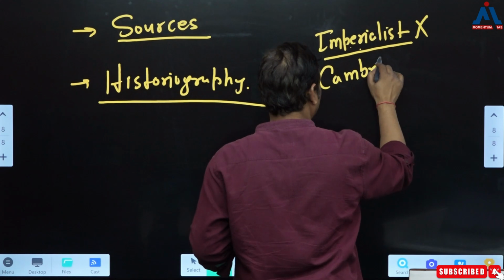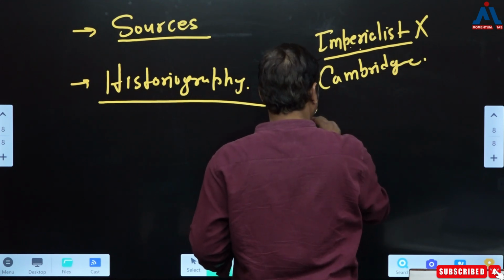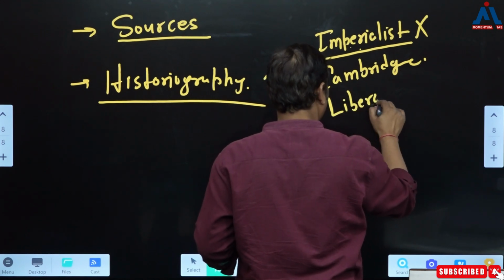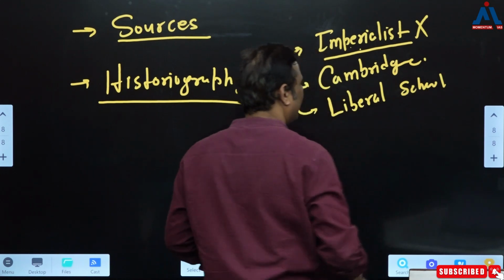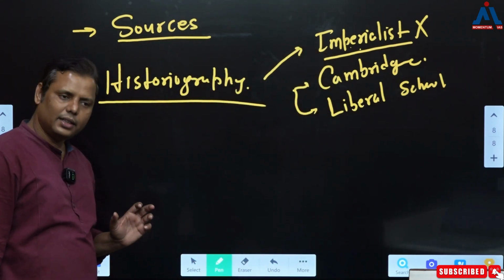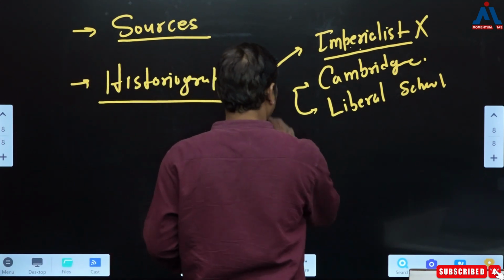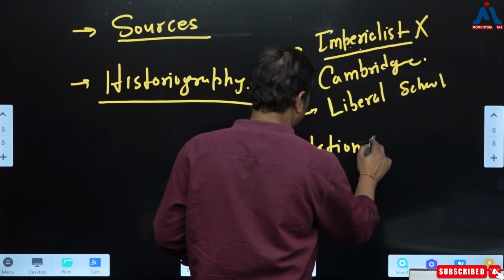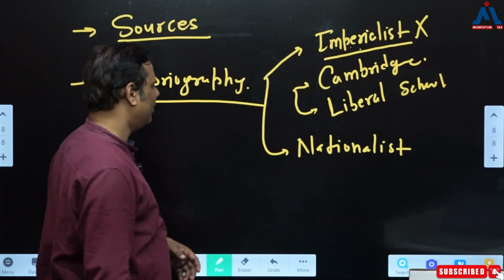The name which is mostly used is Cambridge School of Historians, and there is another name, either Liberal School of Historians, correct? These are certain new names they have adopted, and I think they are still writing under these schools, correct? So that is one school. Undoubtedly the second school is the nationalist school, and it is very important.